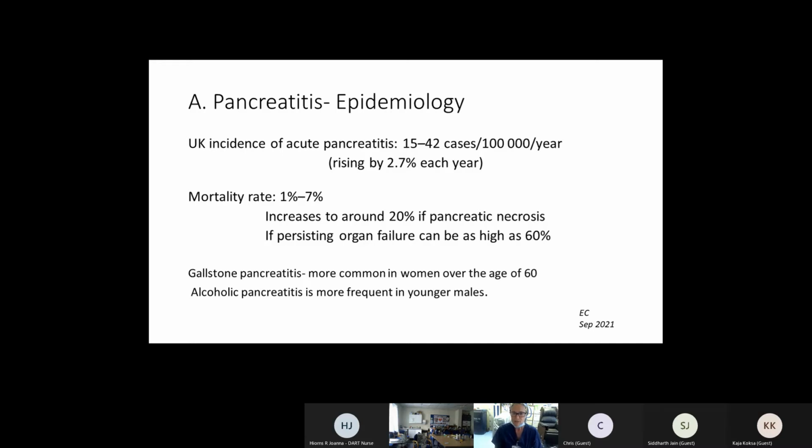Now, the mortality rate of the disease is considerable, 1 to 7% generally, but it goes much higher if the disease is more severe. It could be as high as 60% if it is severe enough to give organ failure. Now, we know that gallstone pancreatitis is more common in women, elder women, and that alcoholic pancreatitis is more frequent in young males. This is probably just a sociological finding.